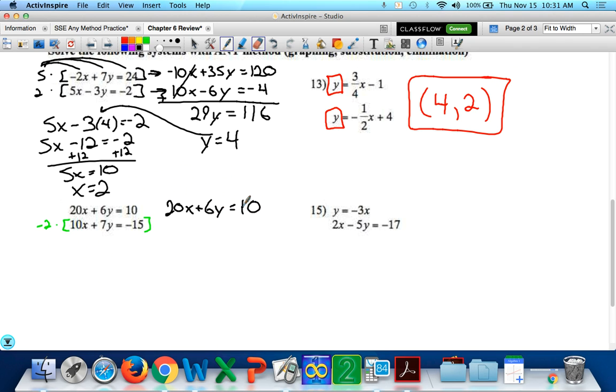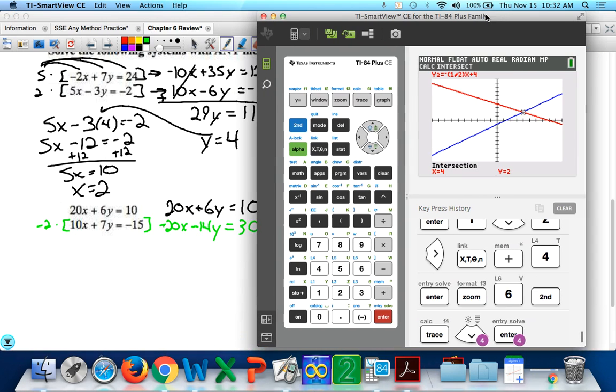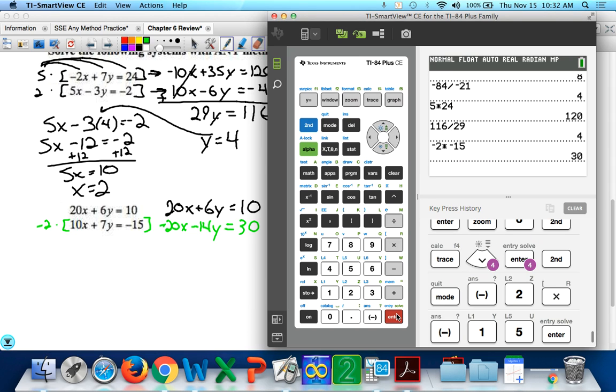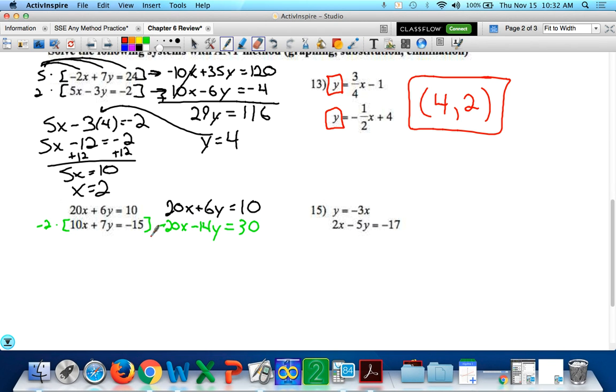I was going to try to write it under here, my next one, but it's going to get too small. When I multiply here, I get a negative 20x, I get a minus 14y, and I get a positive 30. Don't believe me? Ask the calculator. Be careful there. That's a lot of negative signs flying around. Negative 2 times negative 15 is positive 30. Double check yourself, okay? When I add these equations together, these x's are going to cancel. That's good. That's what we wanted. That's the whole point behind elimination method, all right?